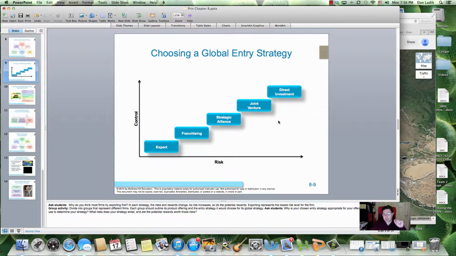That said, this is really a 2x2 class. The higher the control, the higher the risk. The higher the risk, the higher the return. Taking a product from your domestic market and simply exporting it, there's little control. There's also little risk. Not a problem. Usually this is the first step going abroad.